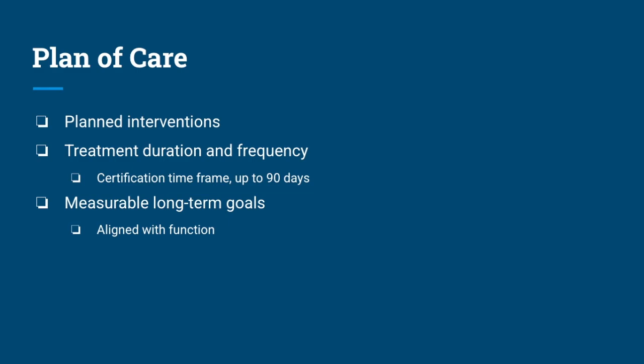In your plan of care, you want to include any planned interventions that you're going to do. You also want to include your treatment duration and frequency. For the evaluation, this is going to be your certification time frame. It can be from 1 visit up to 90 days, but not more than 90 days. So if you're going to continue beyond 90 days, you'll just have to do a recertification. Your goals should be measurable, long-term goals, and they should be aligned with function.